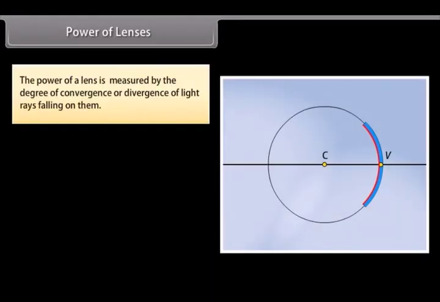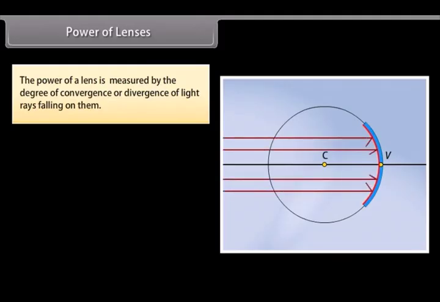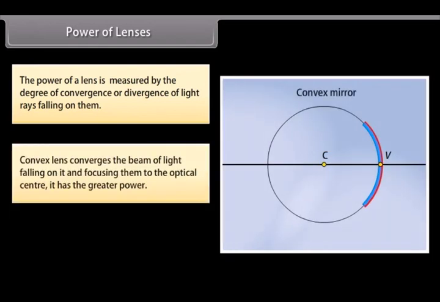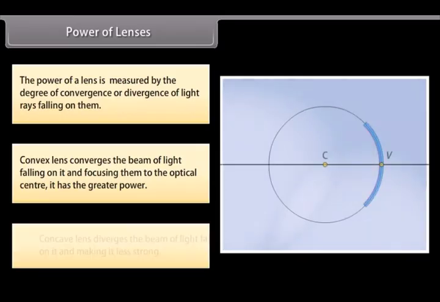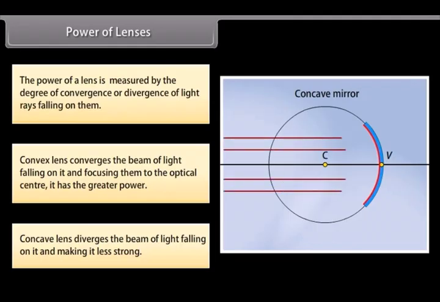Power of lenses. The power of a lens is measured by the degree of convergence or divergence of light rays falling on them. A convex lens converges the beam of light falling on it and focuses them to the optical center. It has the greater power. A concave lens diverges the beam of light falling on it, making it less strong.